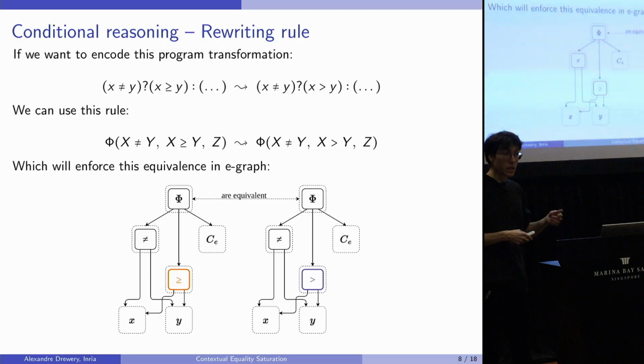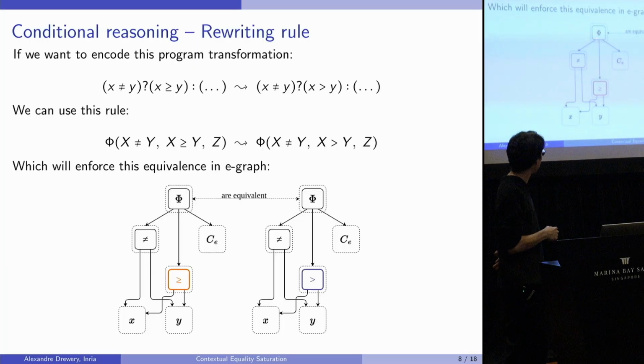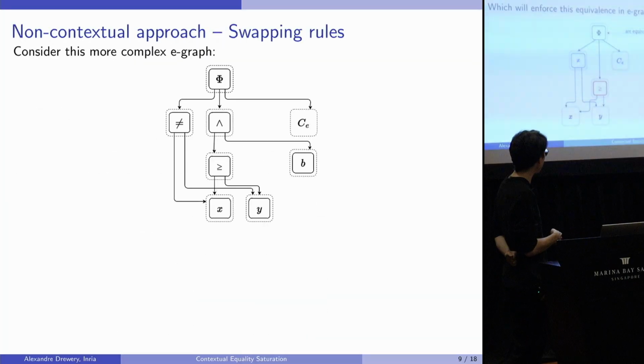So this rule works. I can prove, this is what is done in standard equality saturation, relationships between conditional programs, programs that rely on conditionals. So that's good, but there is something more I want of my rules, which is a form of universality. I want them to work on a variety of different programs. And here this one works on the simplest possible program matching my pattern. So let's consider a slightly more complex program.